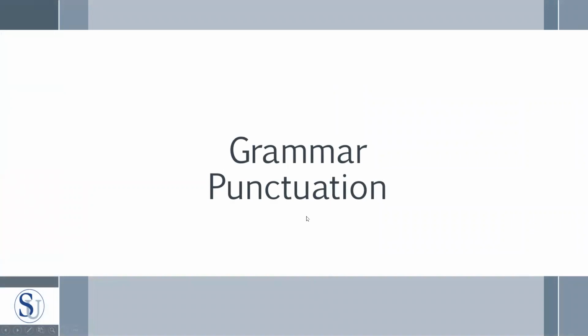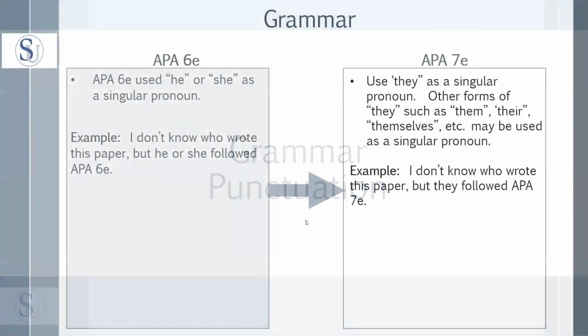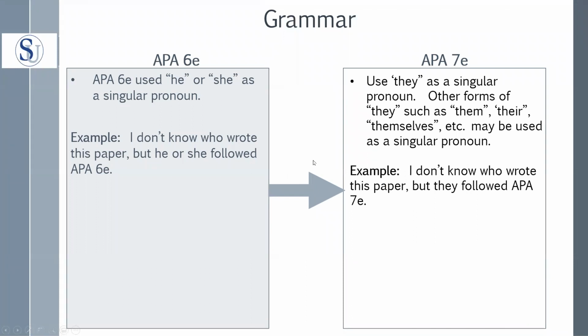So next, let's talk about grammar and punctuation. In terms of grammar, the only change that's been made is that in the 7th edition, words like they or them or their or themselves can now be used as a singular pronoun. So in this example, I don't know who wrote this paper, but they followed APA 7th edition. Versus in the 6th edition, you would have said he or she. So this allows you to use these forms of they.